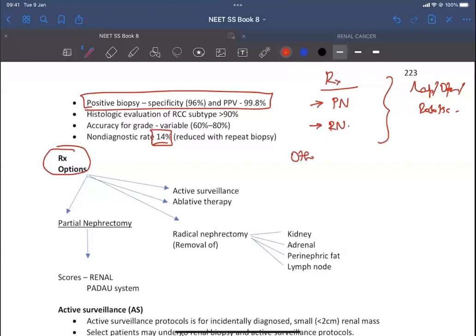What are the other non-surgical options? We use active surveillance. This is based on the fact that renal tumors grow very slowly in size, and you can use ablation. Ablation can be radiofrequency ablation or cryotherapy. We'll see a little bit about it.